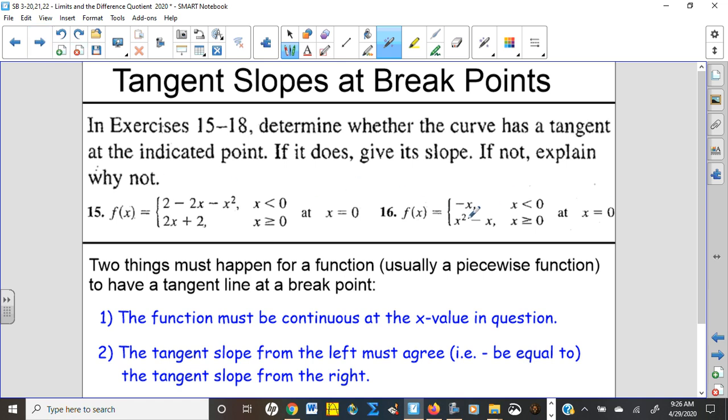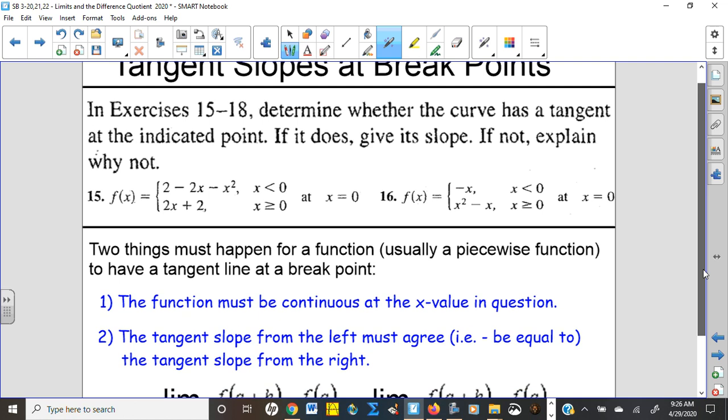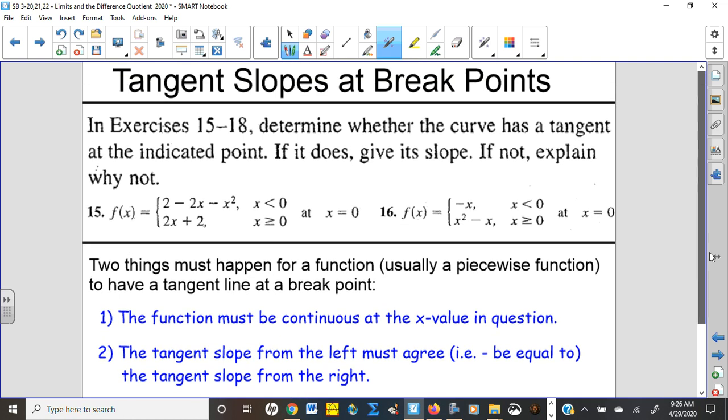You're doing the first 2 of those, and it wants you to check for tangent slopes coming in from each side. And this is what has to occur for tangent lines to exist. And in calculus, you say, is it differentiable? Is there a derivative? Is it differentiable? 2 things have to happen for a function to be differentiable at a certain point. For us, we're saying 2 things have to happen for a tangent slope to exist at a point.